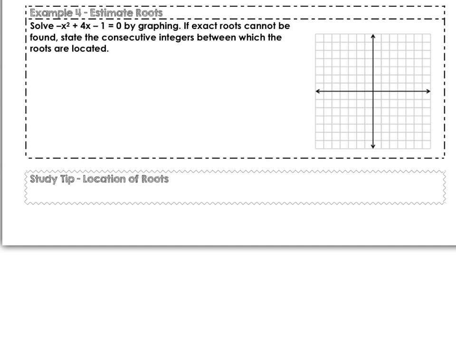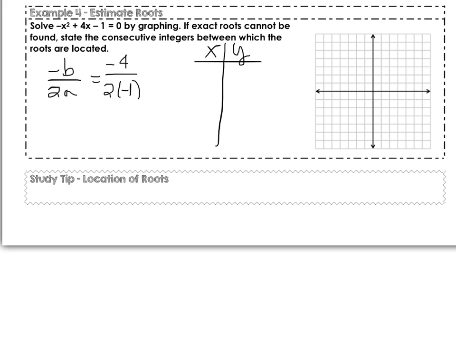All right, so now looking at example 4, not always will our roots be nice numbers. So we're going to start to approximate here. Once again, I'm going to make my xy table, but I'm first going to identify what my axis of symmetry is, so negative b over 2 times a. If I plug in my b value of 4, I have negative 4 over 2 times negative 1. Negative 4 divided by negative 2 is positive 2. If I were to plug in 2 into my equation, I would get back a y value of 3.